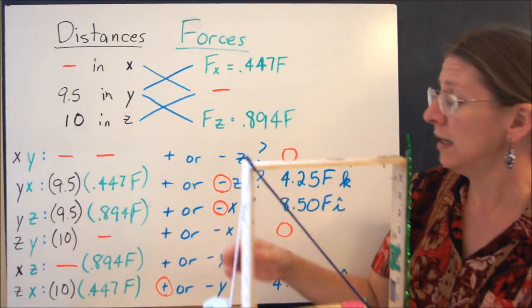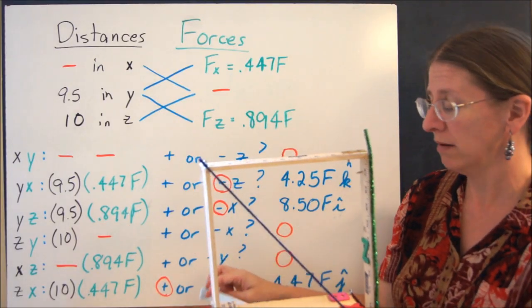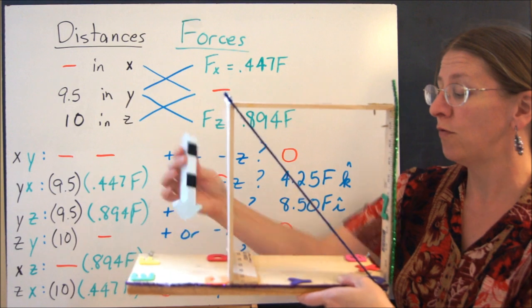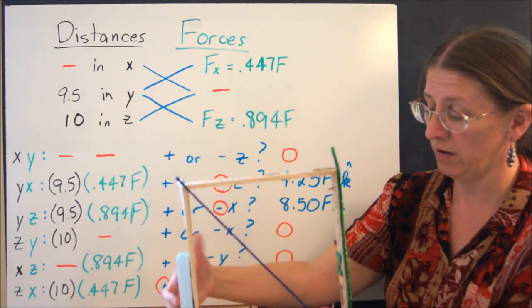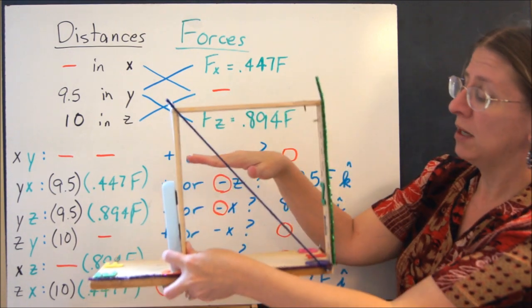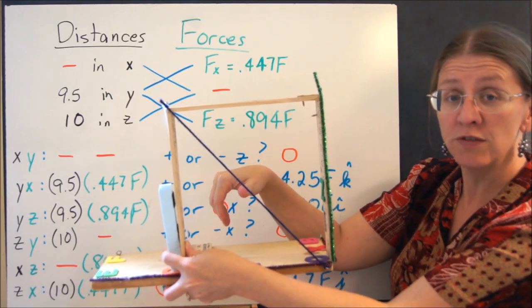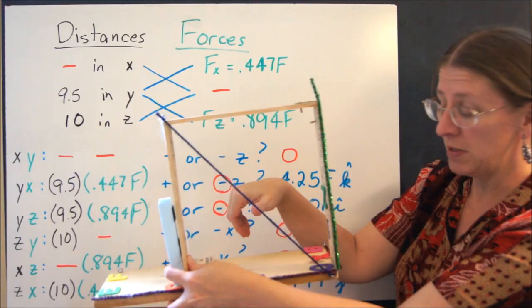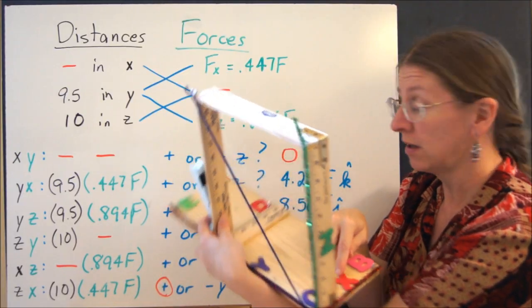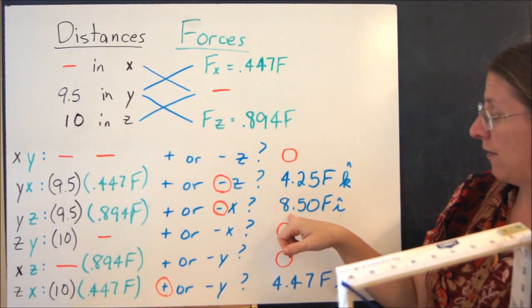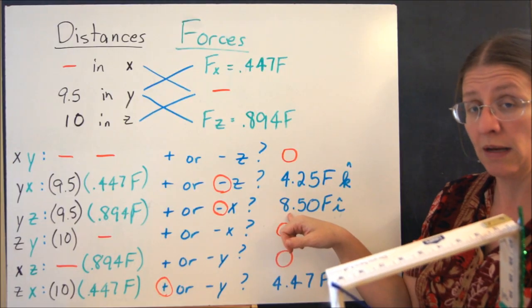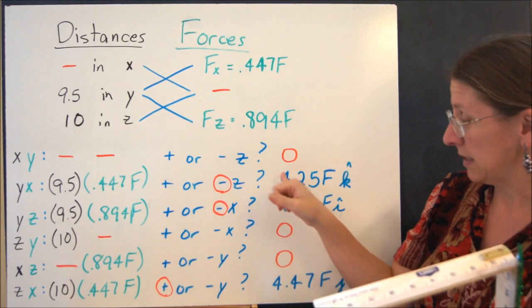Now, the second one, I have a distance in y, same distance, and now a force in z. So if I have my palm going out the y direction and my fingers curling in the direction of z, you can see that my thumb is pointing now in the negative x direction. So that would be this one. Again, I have minus 8.50i.